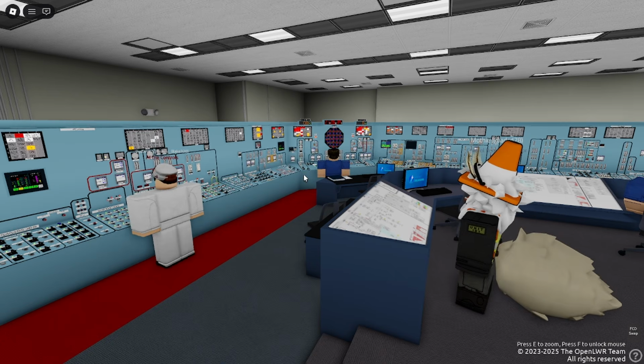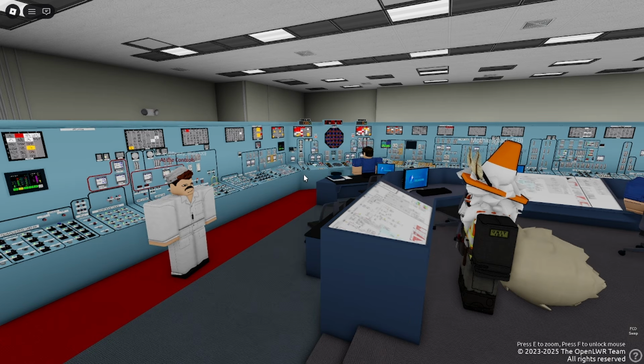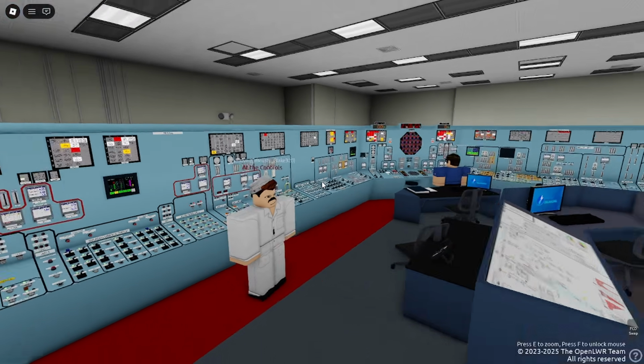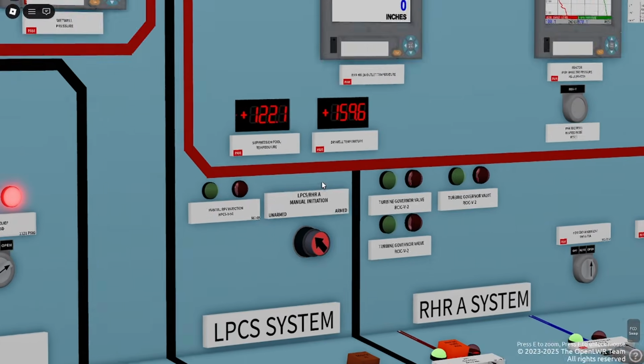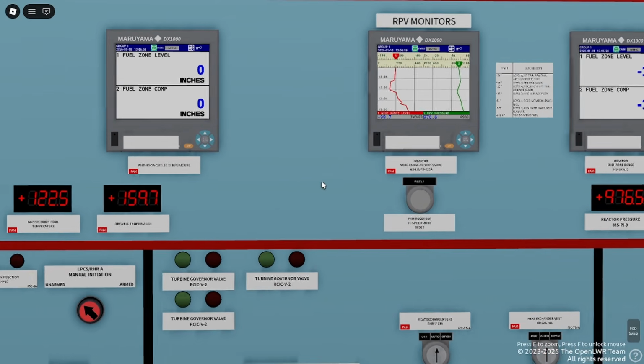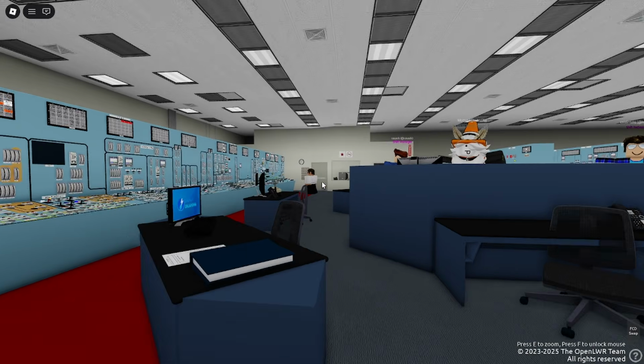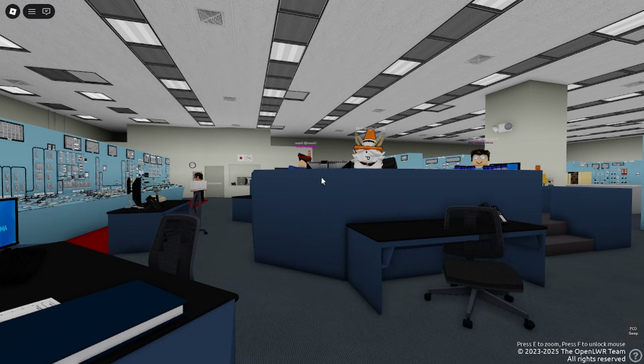CRS, suppression pool temperature is exceeding 120 Fahrenheit. Understand SP temperature is exceeding 120 Fahrenheit. That's correct. CRS, that is Charger C1-7 trouble. Understand that's Charger C1-7 trouble. That is correct.